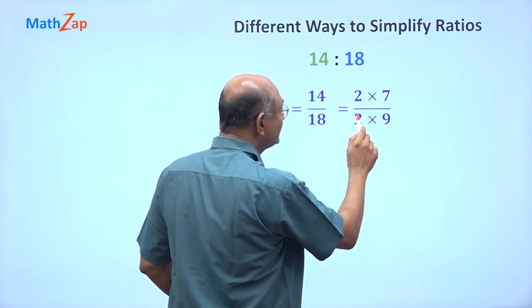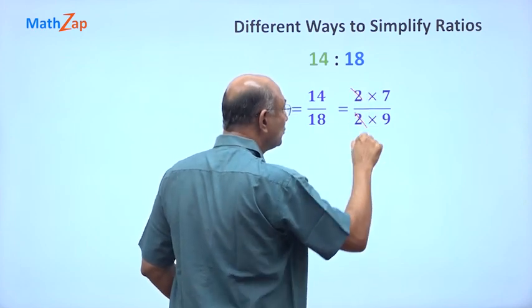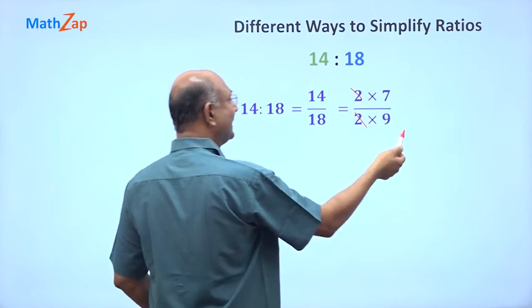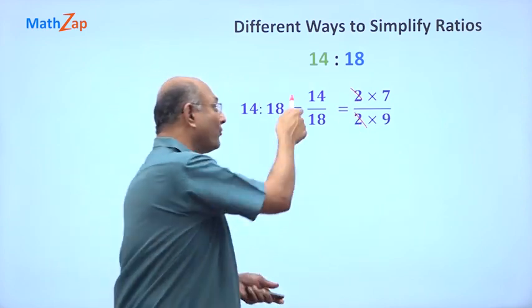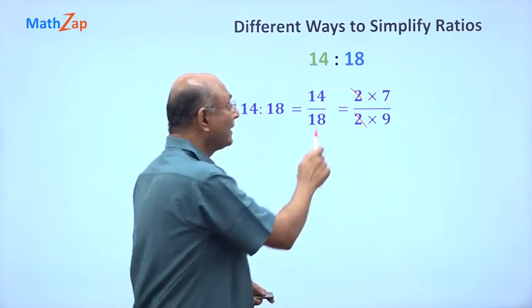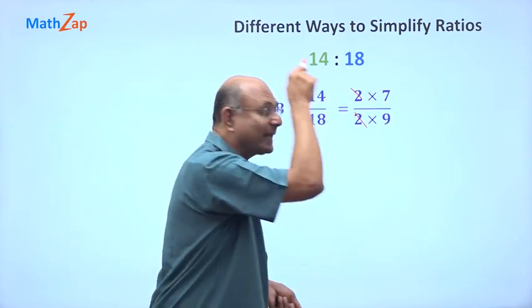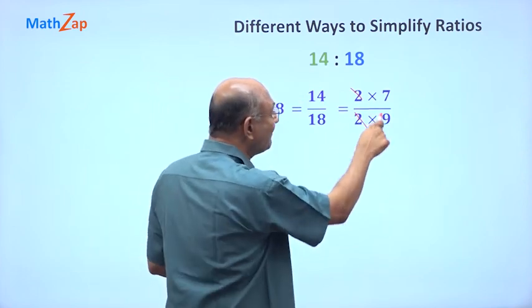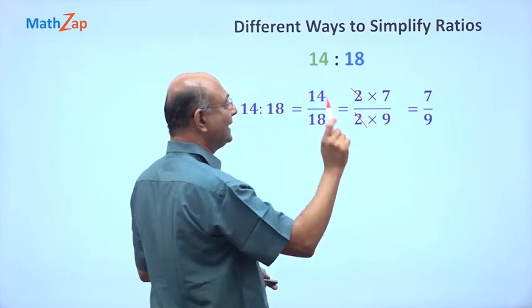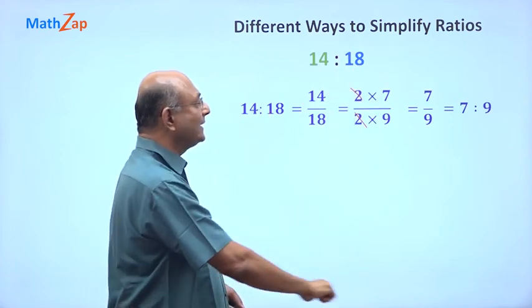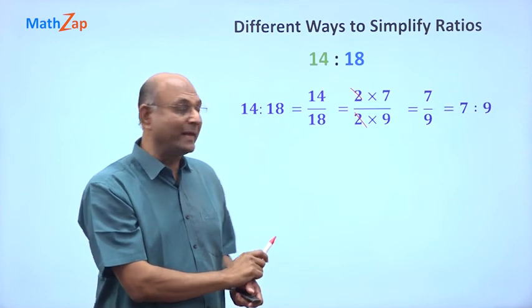So once I write it this way, I can cancel the 2. You shouldn't multiply this again and say 2 into 7 is 14, 2 into 9 is 18. If you do that, you will get back 14/18. Here we are writing it in terms of a multiplication so that we can cancel. So once we cancel, what are we left with? 7/9, which is the same as 7:9. So 14:18 is equal to 7:9.